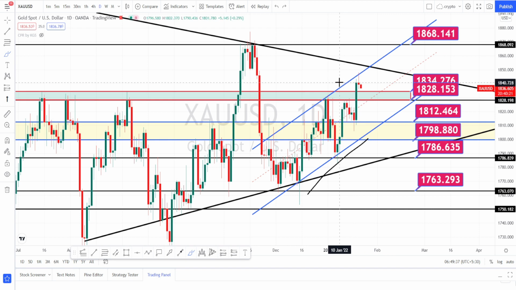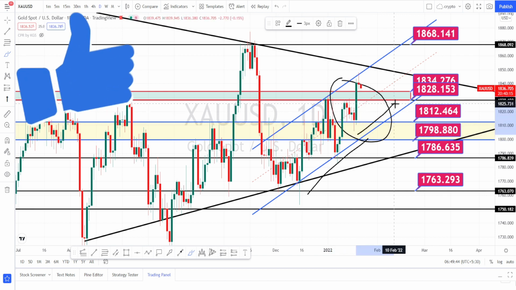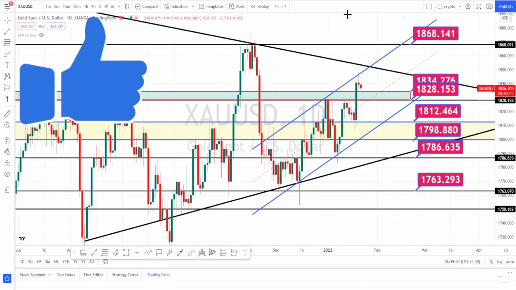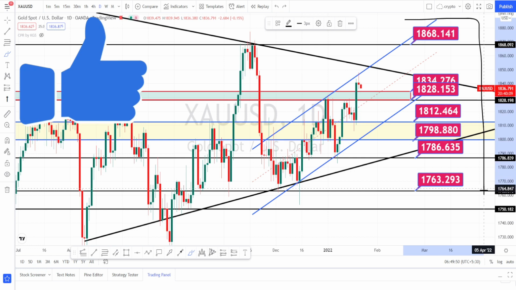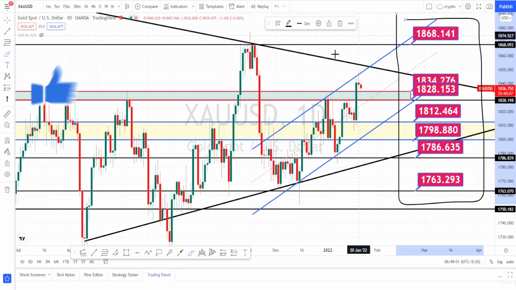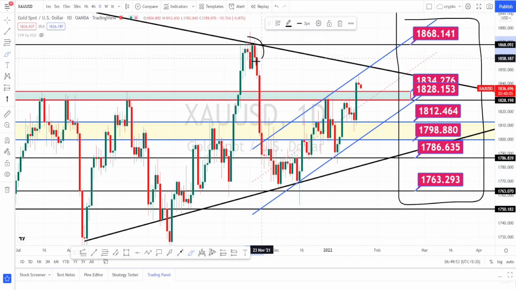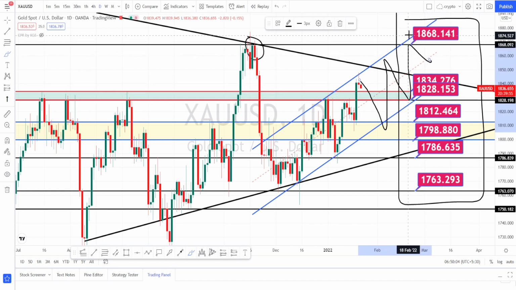As long as this price action is trading within this bullish channel pattern in daily time frame, we can expect the bullish trend to continue. So these are all the support and resistance levels in daily time frame, and previously it has gone to the level of 1868. If the price action continues to trade within this bullish channel pattern, we can expect it to break this resistance level and also continue its bullish trend.